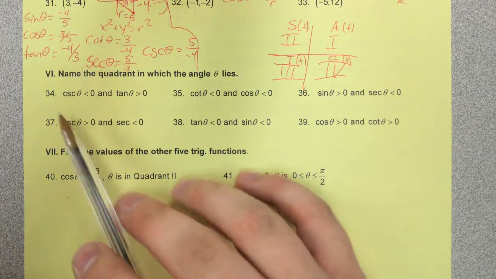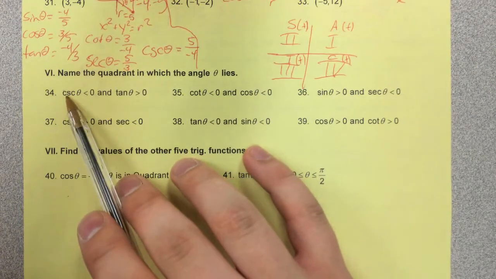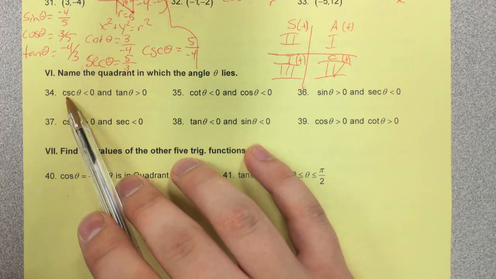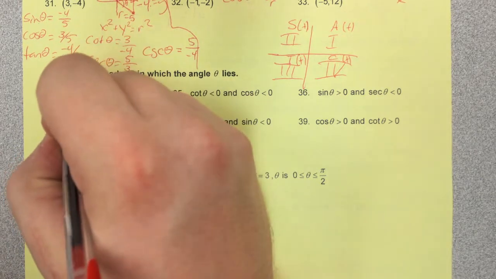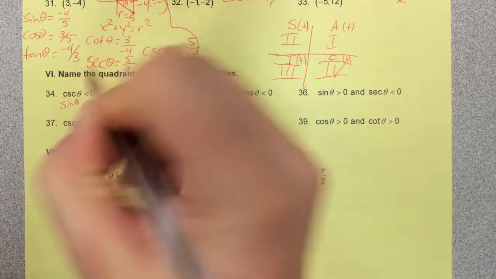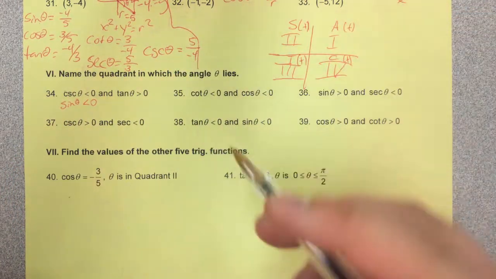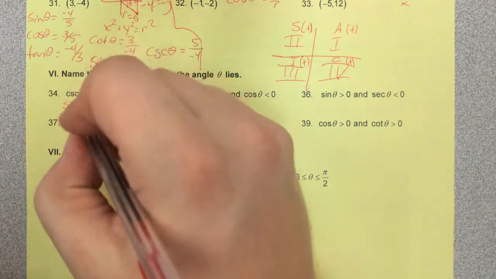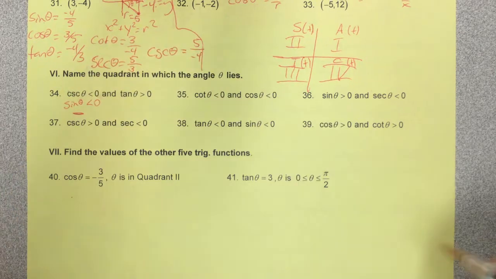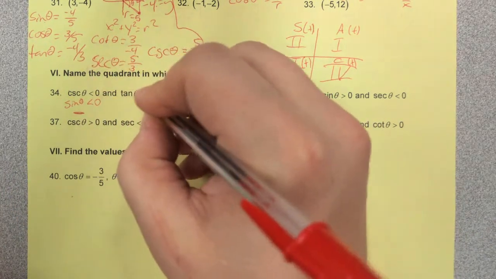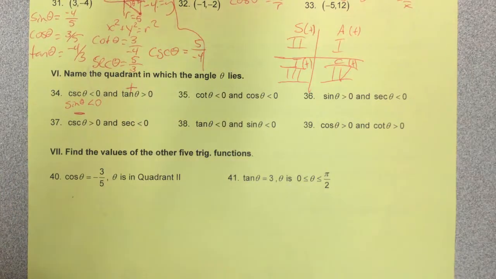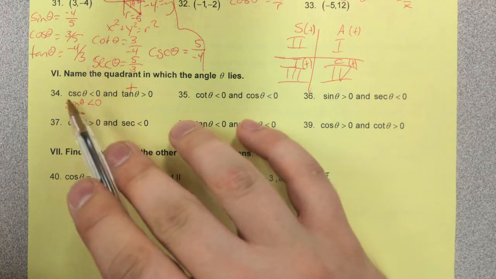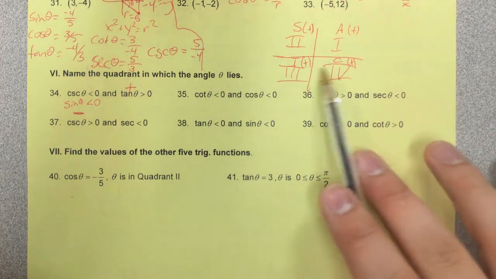So over here, if we just look at this first one, cosecant goes with sine, right? It's the inverse of sine. So this is really saying sine of theta is less than 0. And then tangent, that one's one of our main ones anyways. So when sine is negative or less than 0, and then tangent is greater than or equal to 0, so it's tangent's positive. So when sine is negative, that would be down here, these two.